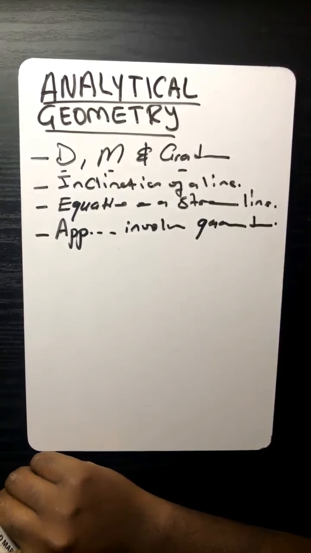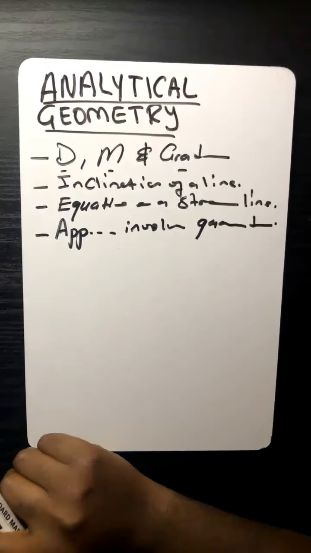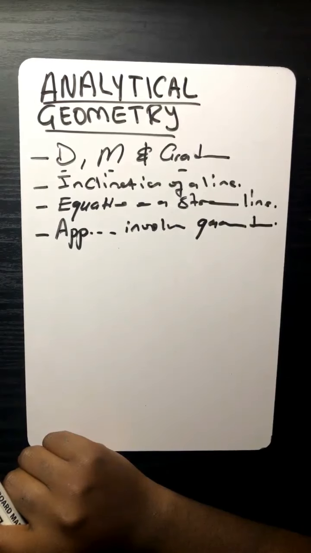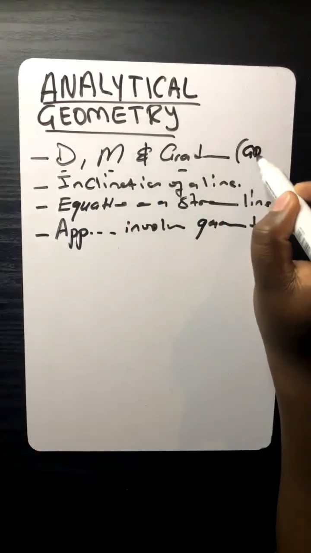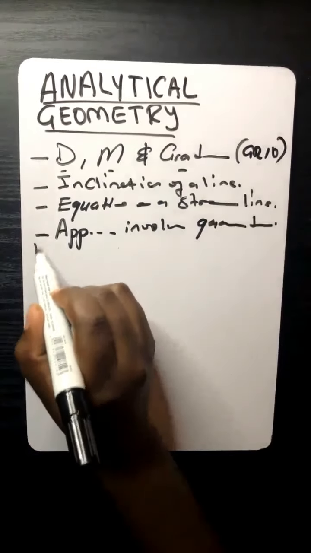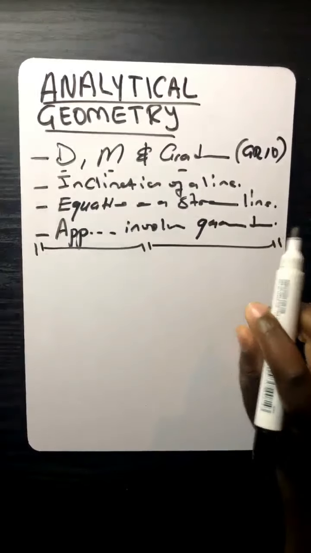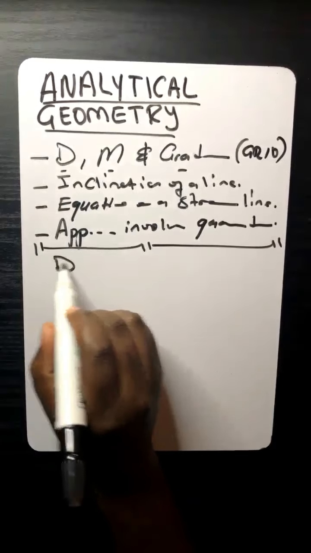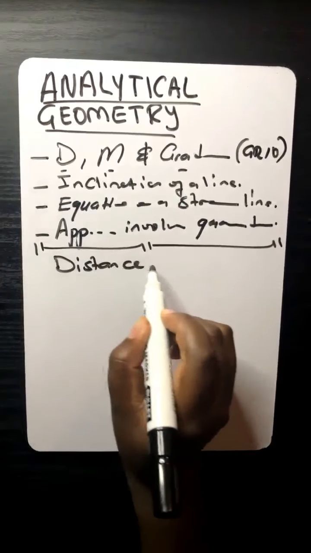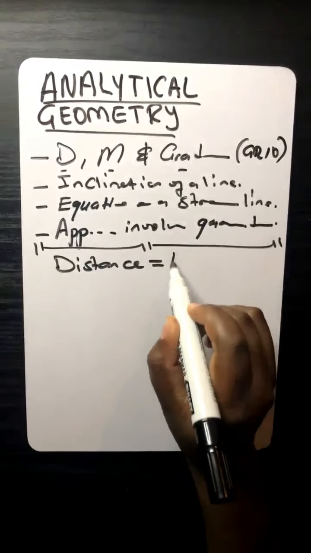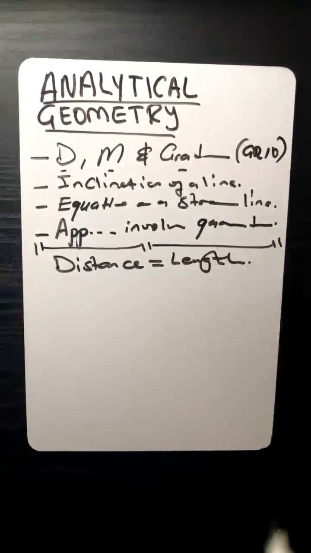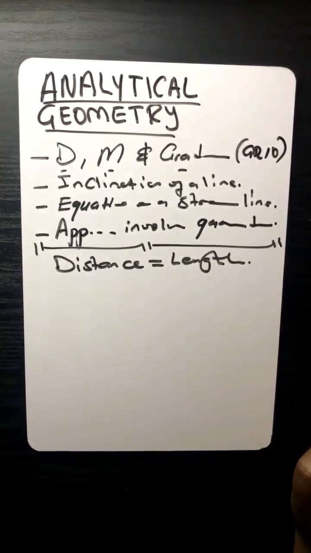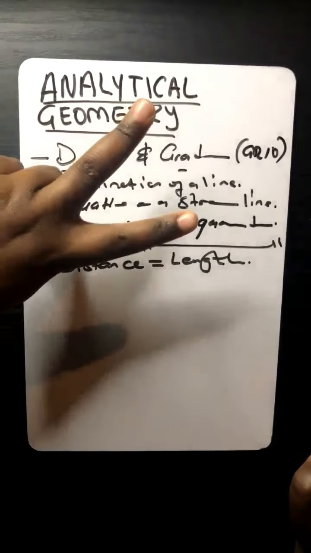Quickly, we can just go through what I've indicated as part of a bit of a revision for grade 10. I think, yes, it's a revision for grade 10 learners. So remember, guys, in grade 10, they introduced you to distance. What is distance, guys? Distance is the same thing as the length. So the moment we talk about distance, it means we want to know the length between 2 points.